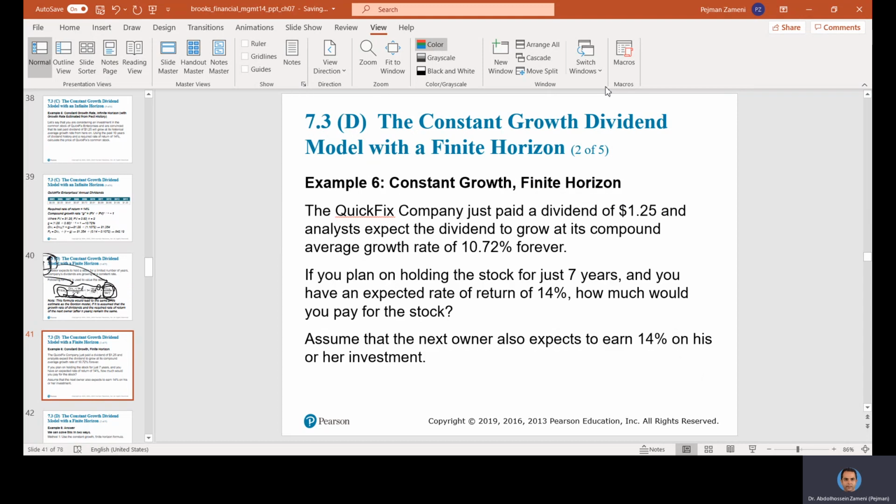Okay, there's an example. The Quick Fix company just paid a dividend of $1.25. See, it's saying that just paid means this is D0. And analysts expect the dividend to grow at its compound average growth rate of 10.72% forever. If you plan on holding the stock for just 7 years and you have an expected rate of return of 14%, how much would you pay for the stock? Assume that the next owner also expects to earn 14% on his or her investment.